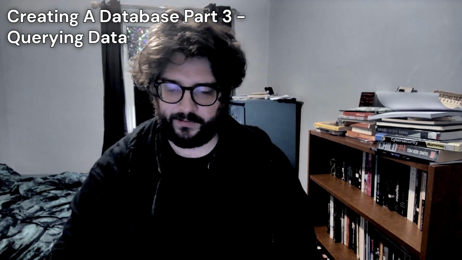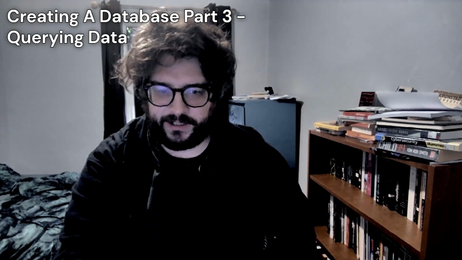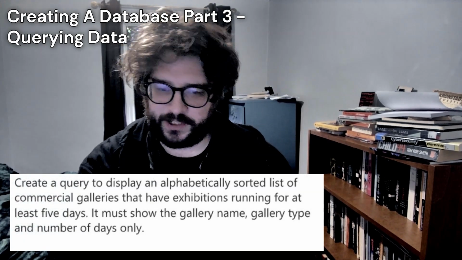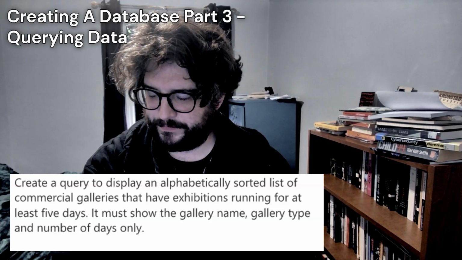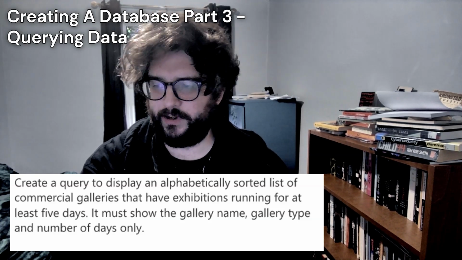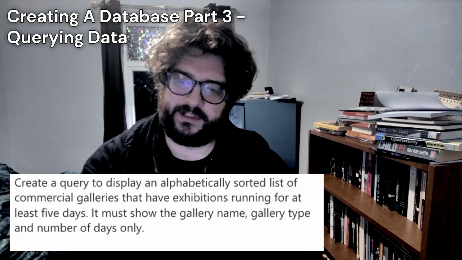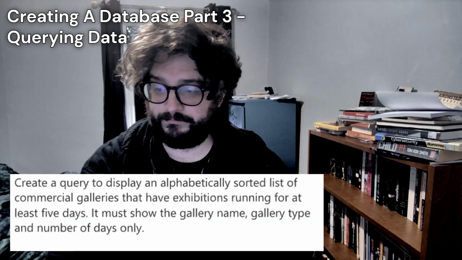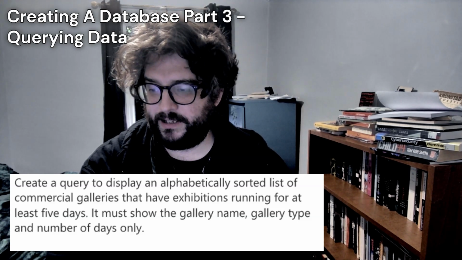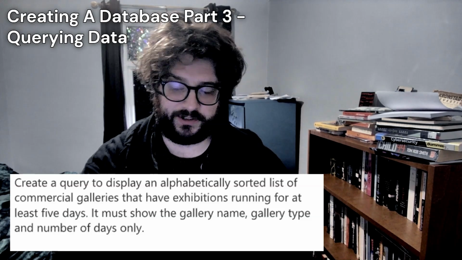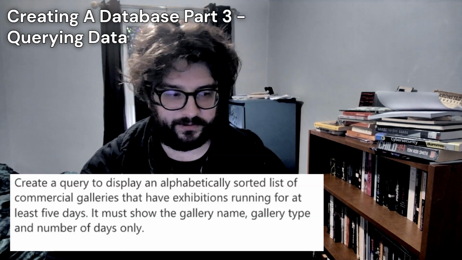Now, we're not using MySQL, like I've said before, but this would be like a select from, which we've explored a little bit with the SQL queries, but we're going to have a look at how to actually do it in Access. What we want to do is create a few different queries. The user needs to be able to see which exhibitions have run for at least 5 days. And we need to create a query to display an alphabetically sorted list of commercial galleries that have exhibitions running for at least 5 days. It's got to show the gallery name, the type, and the number of days only. So without further ado, let's do that.